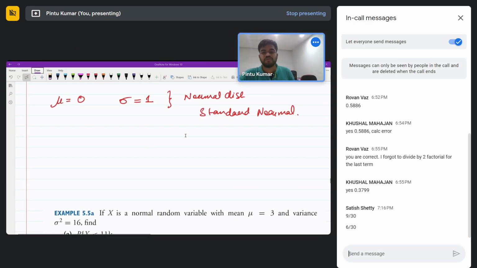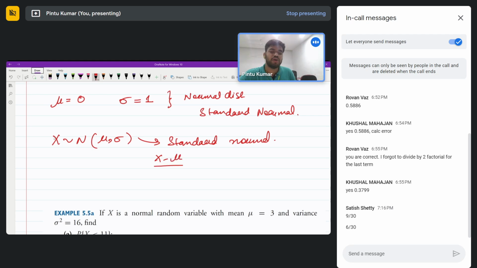If you have a normal distribution with mean mu and standard deviation sigma, you can convert this to standard normal distribution by just subtracting mu from x and dividing it by sigma. So for every random variable, if you subtract mu from it and divide it by sigma, you will get your standard normal distribution.